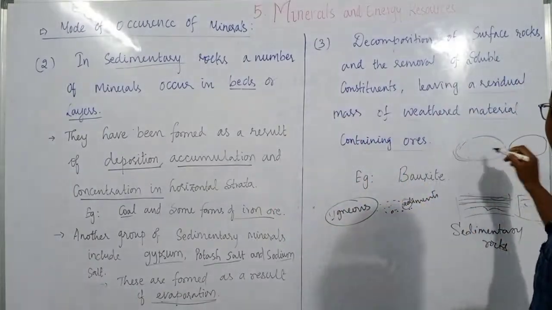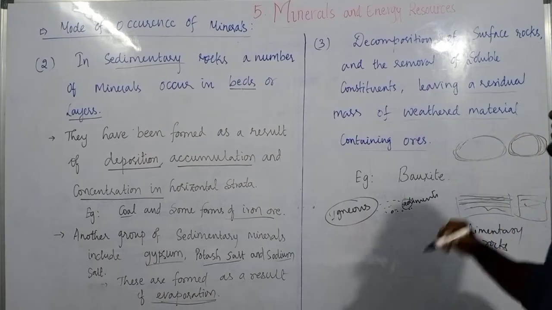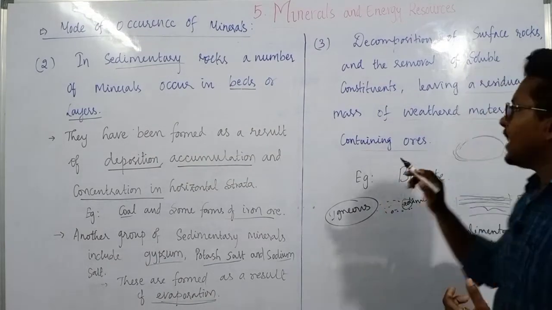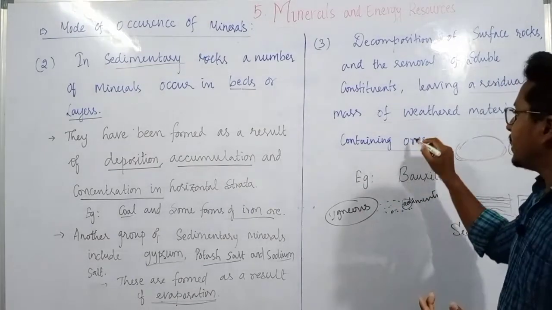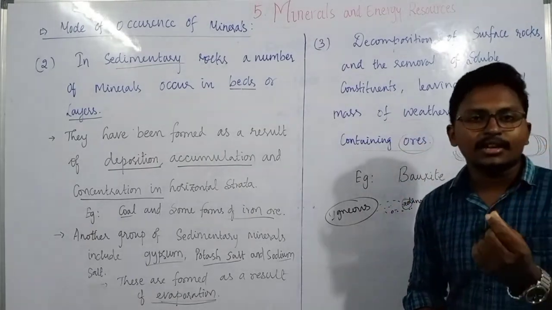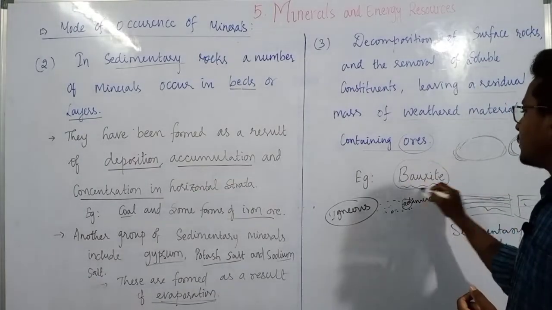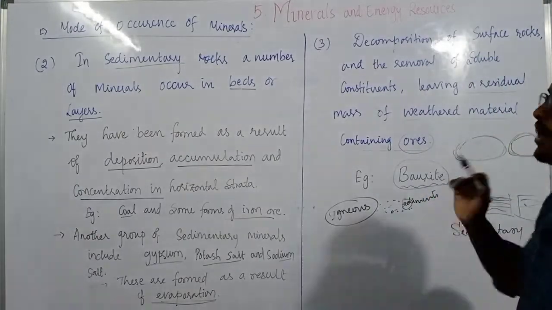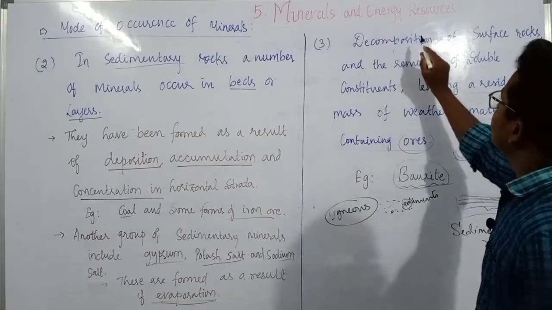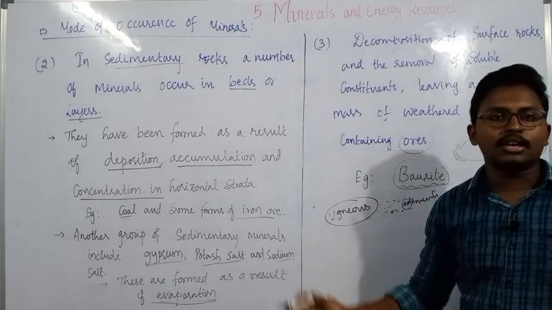And after all these activities, only rock will be present in that particular place, and this rock may also contain some kind of mineral or ores. Such minerals which can be formed are actually bauxite. That means the third mode of occurrence of minerals is because of the decomposition of the surface rocks. How are these surface rocks decomposed?